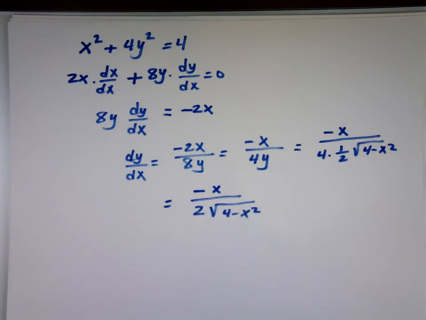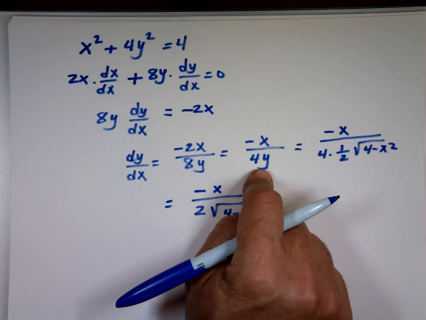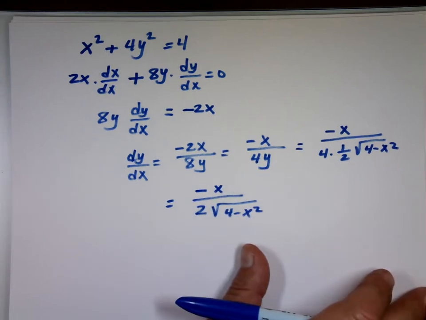You'll see for the homework, they're going to leave it. I'm trying to show you the answer is the same. So for the homework, they're going to stop right here. You can leave your answer in terms of x and y, because a lot of these problems, you can't solve it for y. Like this example.